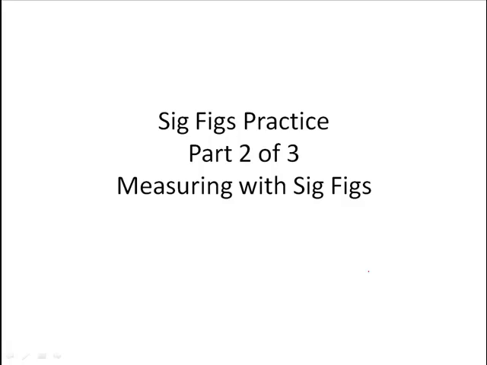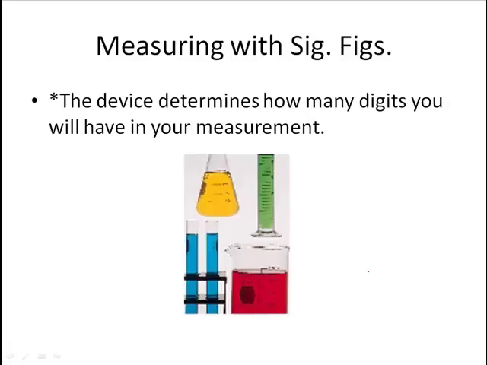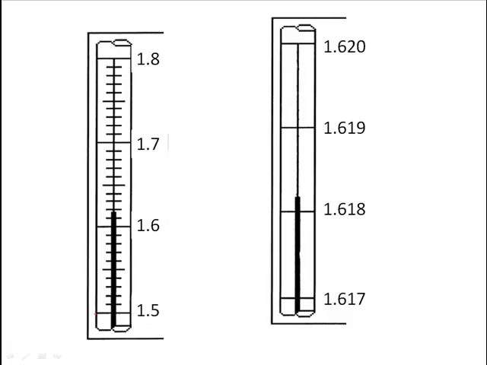Okay, so here we are, Sig Figs practice part 2 of 3. We're going to work on measuring with Sig Figs. Remember, the device itself determines how many digits you're going to have in your measurement. These big lines, down here, over here, and so forth, they stand for the whole number and the tenths. So this is 1.5, 1.6.